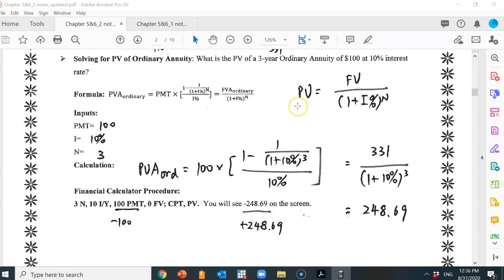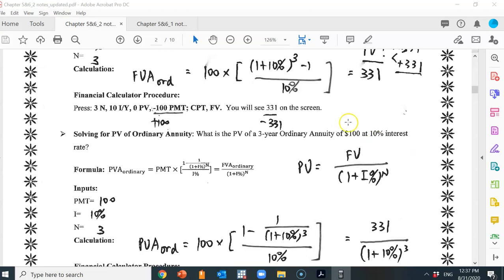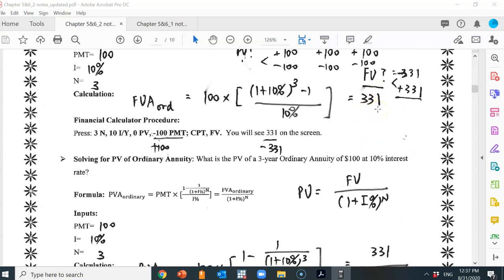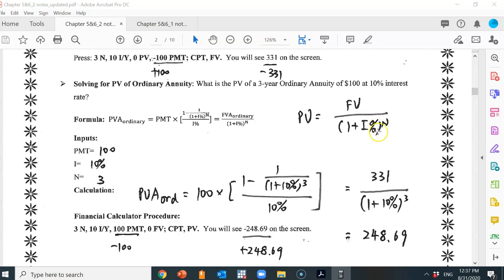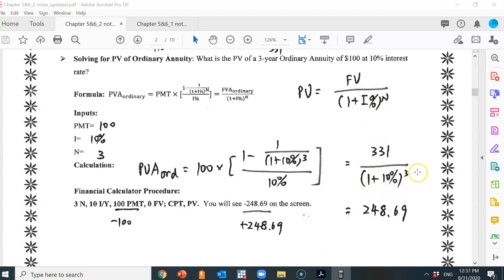So in this question, we have payment equals 100, interest rate equals 10%, n equals 3. We just plug the numbers into this big formula here. We have 100 multiplied by 1 minus 1 over (1 plus 10%) to the power of 3, divided by 10%. Or we can use the 331, the future value of this annuity we just calculated, divided by (1 plus 10%) cubed. Either formula works. Either of them will give you 248.69 as the present value.